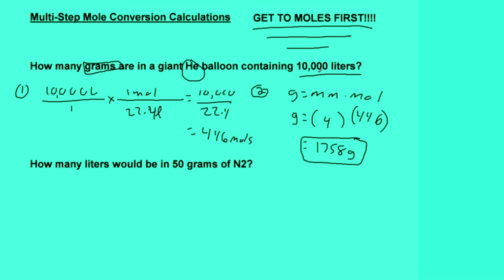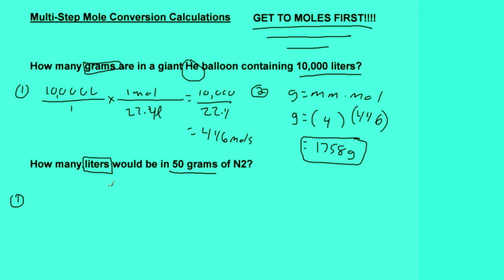Imagine a big balloon. That's how many grams of helium would be in it. All right, let's try another one. Let's go the other way. This time we're starting off with 50 grams, and we're converting it to liters. So this is going to be a 2-step problem. Unless one of these words says moles, it's going to be a 2-step problem. If one of them said moles, then you would just do a 1-step.